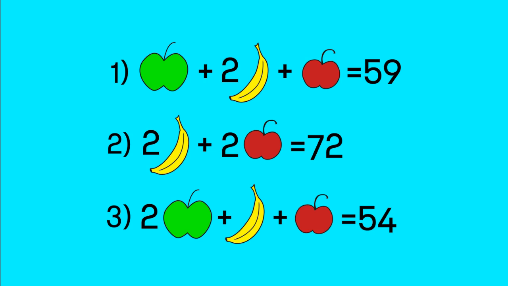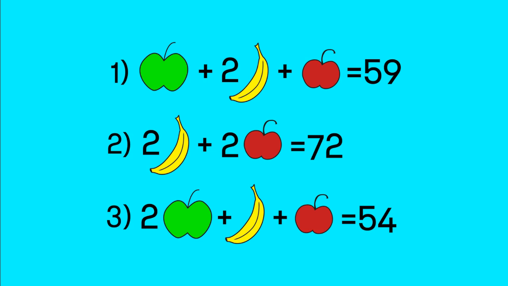And now we can plug that value into equation 2. So 2 bananas plus 2 cherries, 44, equals 72. So 2 bananas equals 72 minus 44. And therefore 2 bananas equals 28. And 1 banana is half of 28, which is 14.